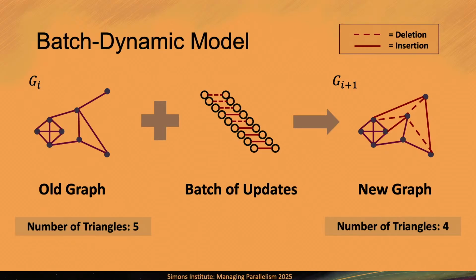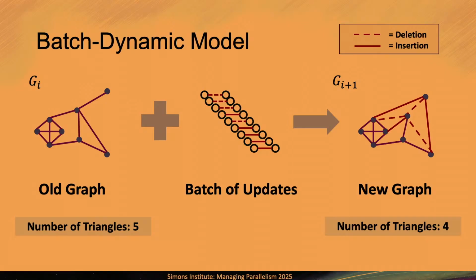So suppose you want to count the number of triangles in your graph. In your initial graph GI, you have 5 triangles. Now you have a series of edge insertions and edge deletions. You apply them to your graph, so now you have this new graph with some edges deleted, some edges inserted. And you want to maintain an updated number of triangles in this new graph. In this example, the updated number of triangles is 4.